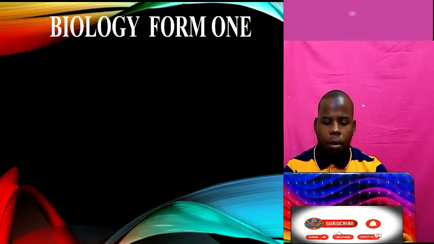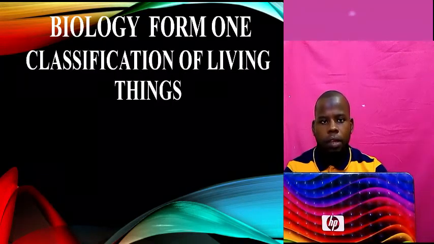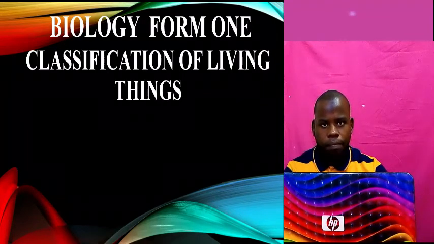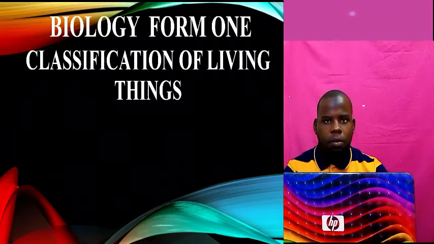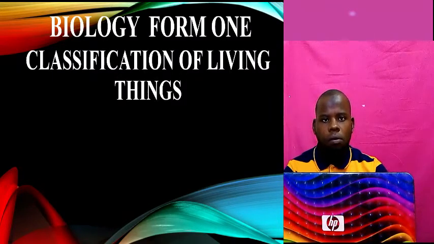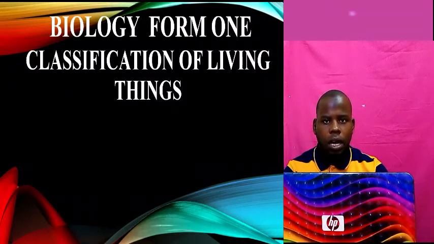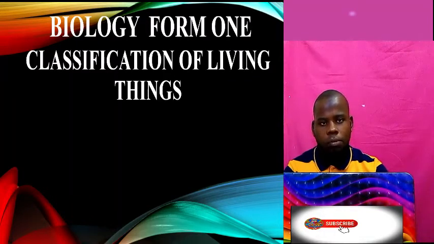Okay, biology Form 1. Our topic is classification of living things. What do you understand about classification of living things? Here we are going to classify. We have many different living things. Even human beings are living things. We have plants, we have birds, we have worms. There are organisms that live in water, aquatic organisms, and others that are terrestrial organisms.